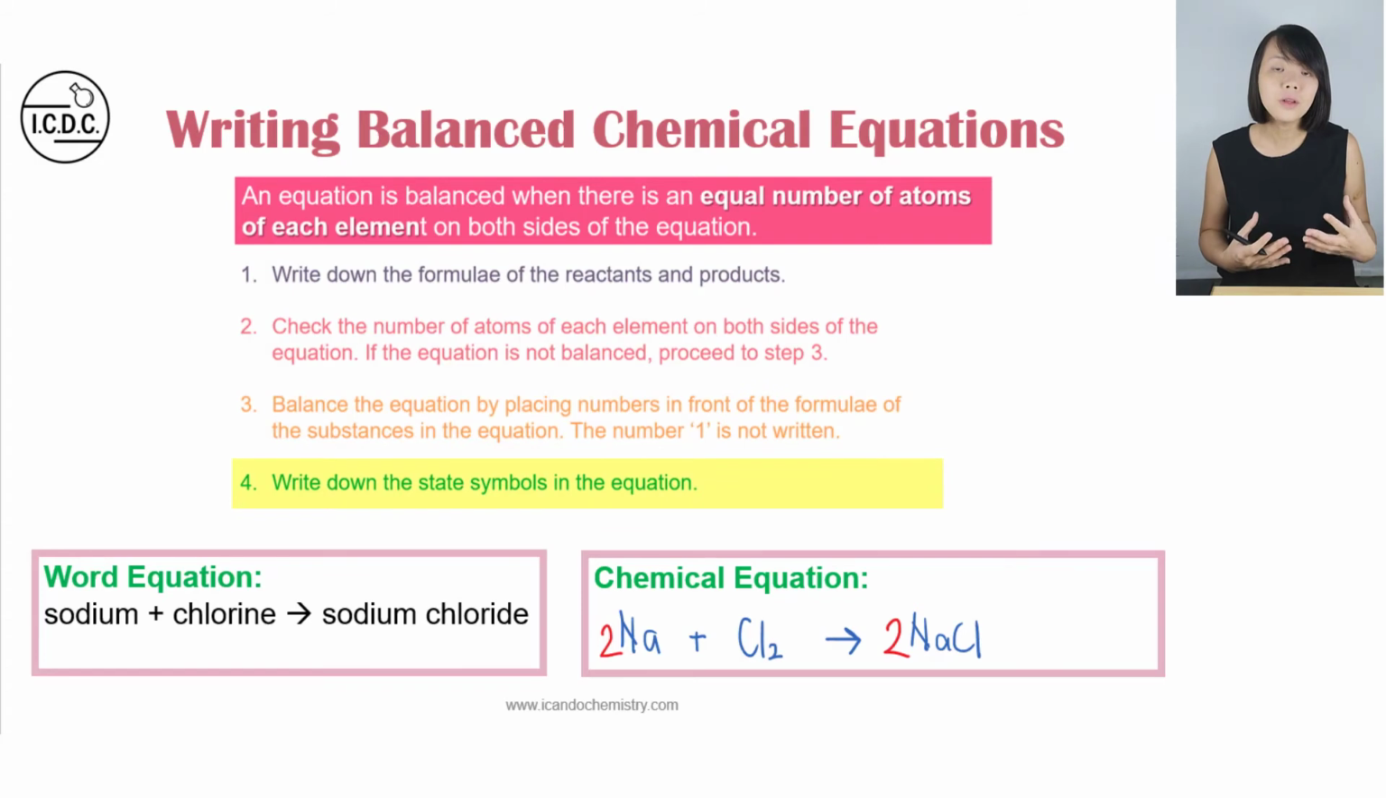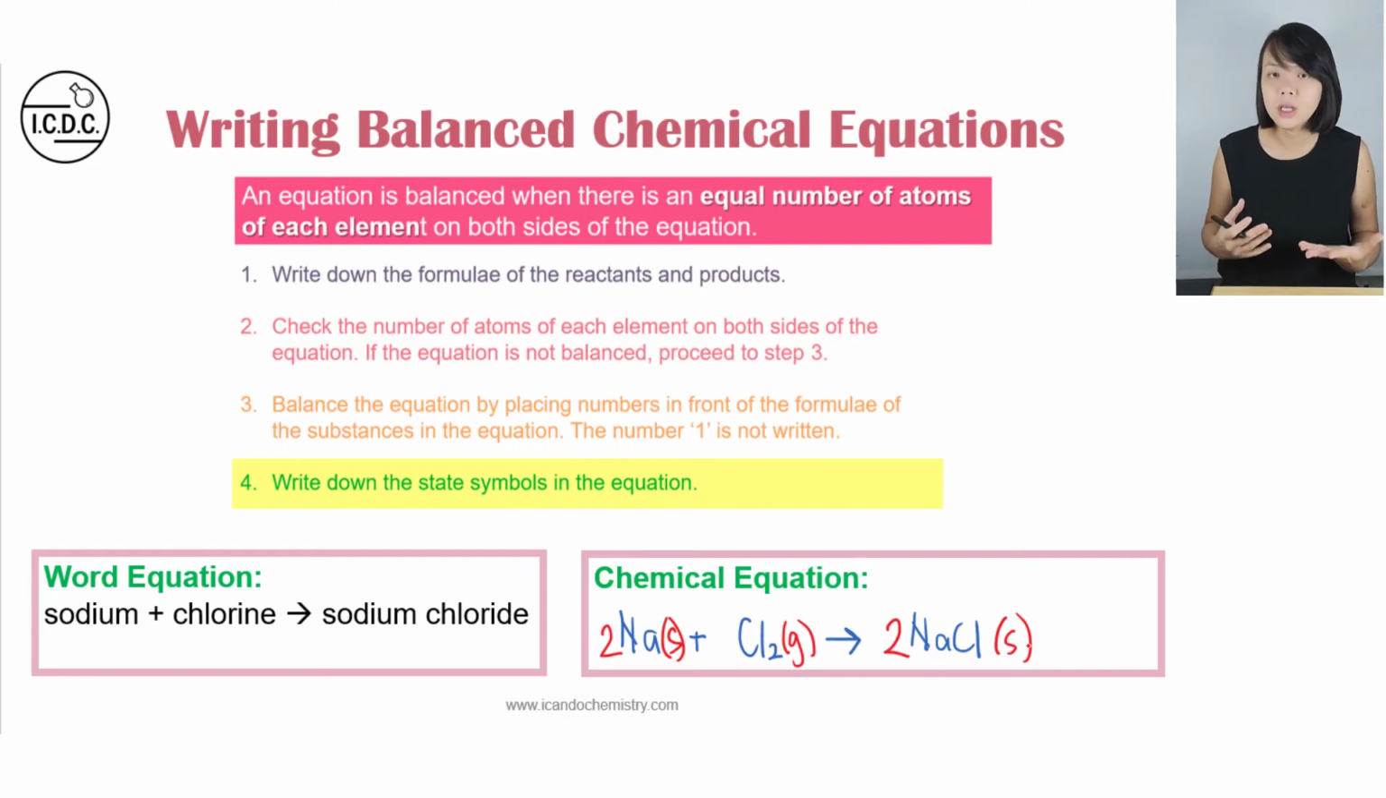So the last step, we are to write down the state symbols of the substances in the equation. Sodium is a metal, so this metal exists as solid. Chlorine is a gas, so we'll write as G. NaCl, the sodium chloride, it is a white solid, so we will write S to represent that sodium chloride exists as solid. So now this is the complete chemical equation for this chemical reaction.